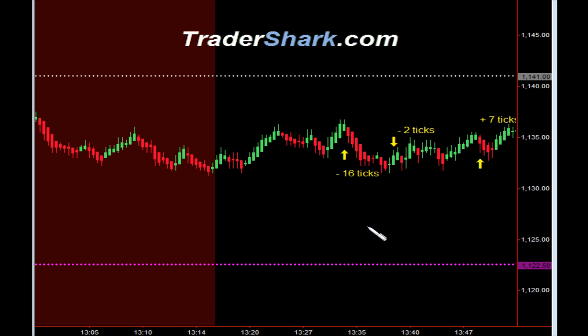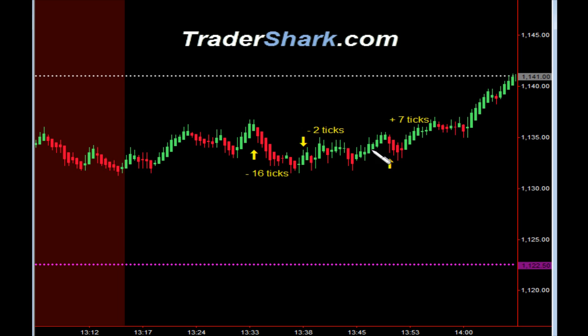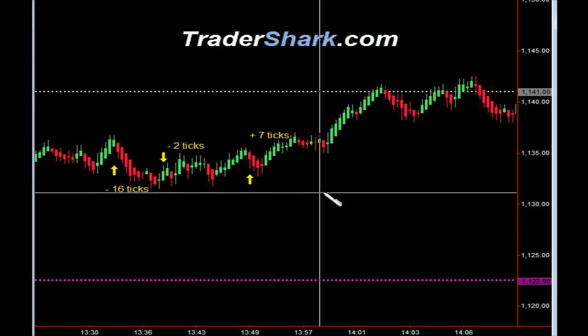You'll notice the rectangular square on the previous video that I posted. The chop was so that we weren't getting any nice clear signals, so I put them all in yellow. We did have an opportunity to get long, full stop out, -16 ticks. Then we had an opportunity to get short. Got our target 1 off, got stopped out for -2 ticks, and then followed by that another opportunity to get long. Target 1 and target 2 were hit for a total of 7 ticks. Again, these 3 trades we did not count for today's results.